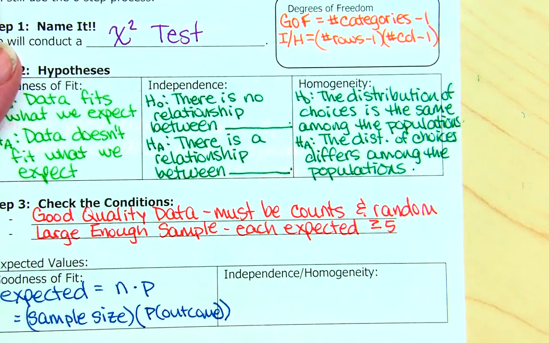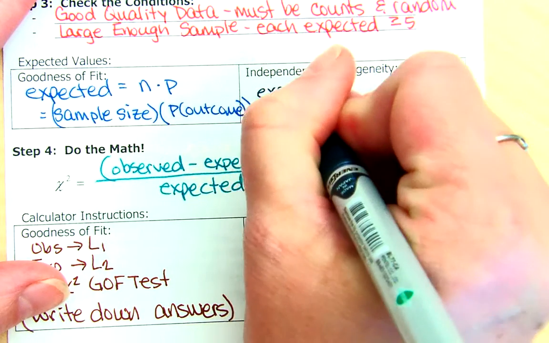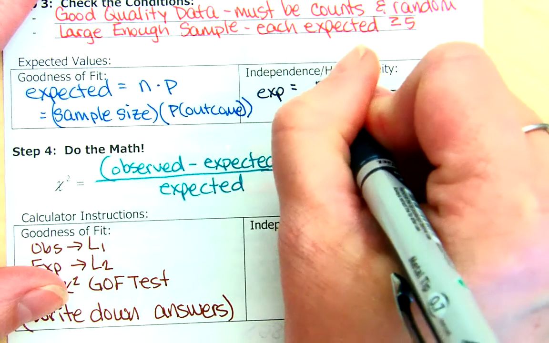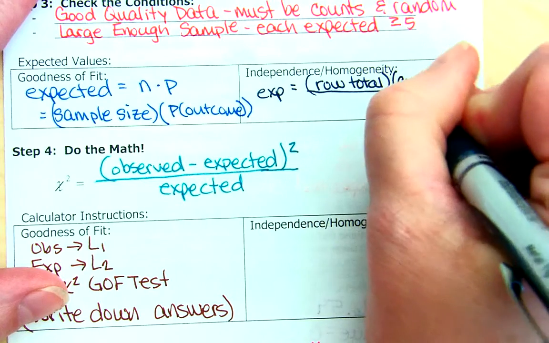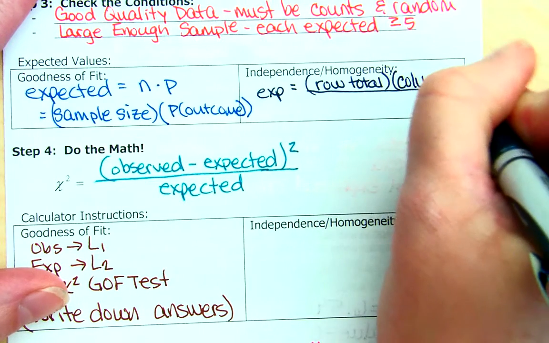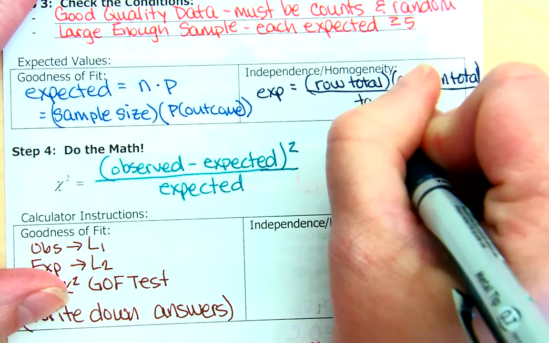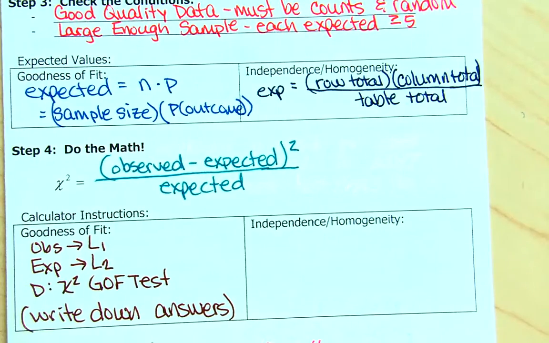For the expected counts, this one is slightly different formula. We'll do the row total times the column total, divided by the table total. And you'll do that for each of the boxes in the table.